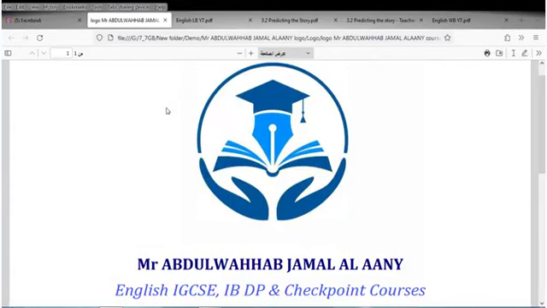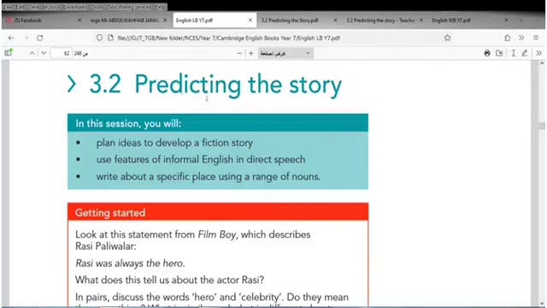Today we are going to deal with 3.2, Predicting the Story, Unit 3, Lesson 2. And this is English as First Language, Lower Secondary Cambridge Checkpoint. In today's session, we are going to explore how to plan ideas in order to develop a fiction story, how to use features of informal language in direct speech, and how to write about a specific place using a range of nouns.